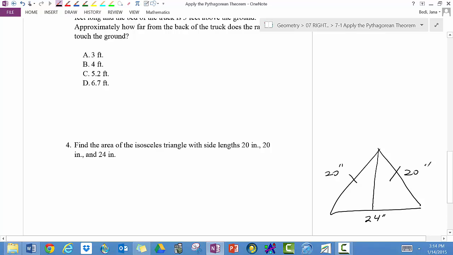So the altitude, which goes to the base, is going to create two congruent triangles, which means the base is split in half by the altitude, and you can use the Pythagorean theorem once again to find the height of the triangle, or the altitude of the triangle, before you try and find the area of the triangle. Okay, good luck, and this is the end.